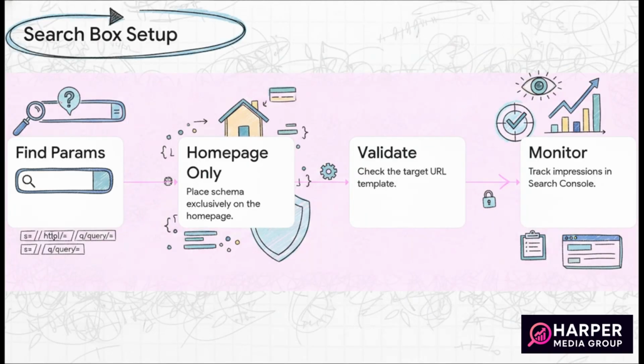Now, the implementation process for this is impressively quick. We're talking maybe 30 minutes. First, just do a search on your own site and check the URL. Find the exact query parameter your internal search is using. Is it an S, a Q, maybe query? Second, place the website schema strictly on the home page. Third, validate that your target template matches that exact parameter. Then, sit back and keep an eye on your Search Console for those impressions.